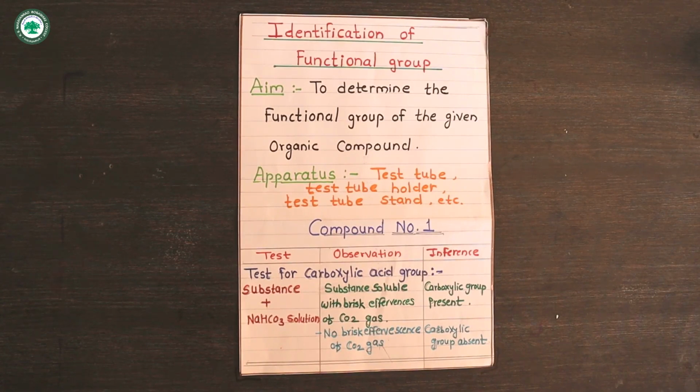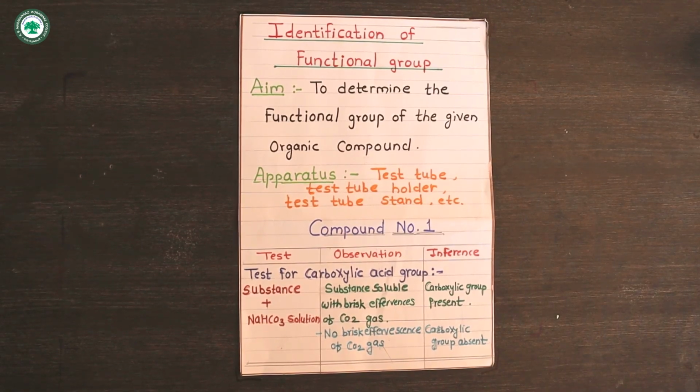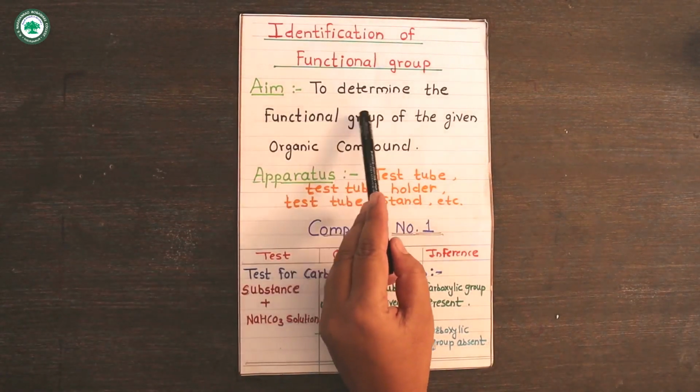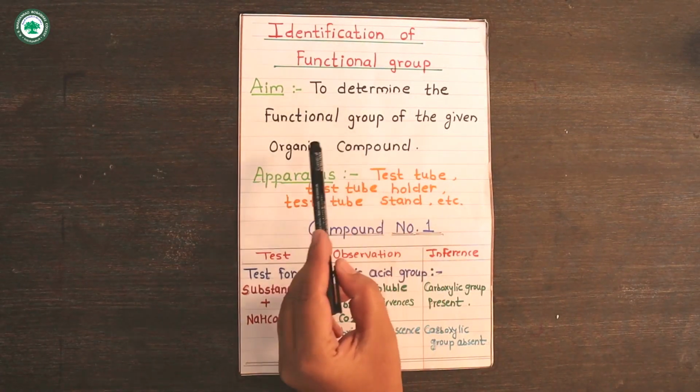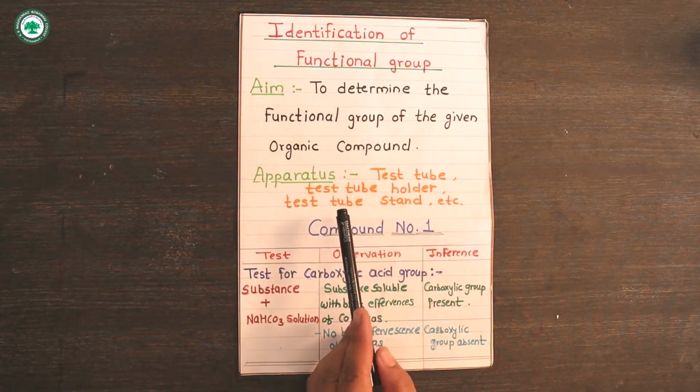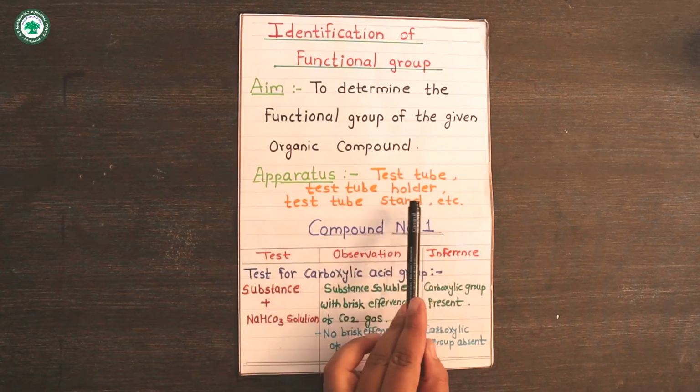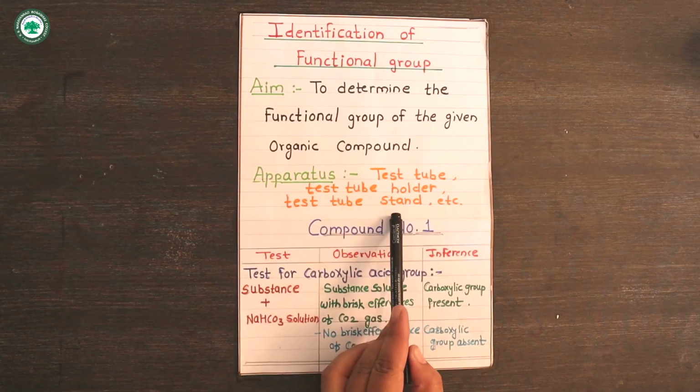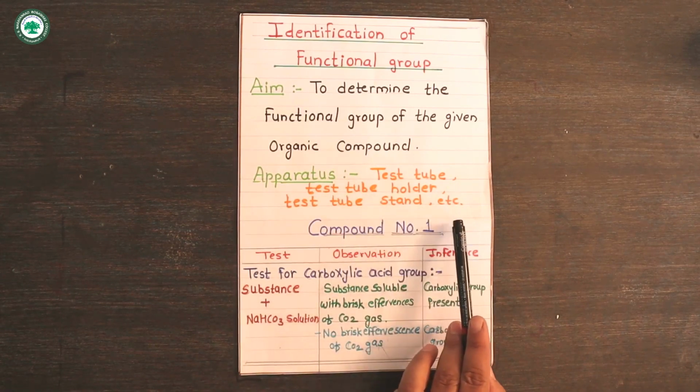This practical will be asked in the practical exam for 2 marks. It should be noted that only one compound will be given for identification of only one functional group in the practical examination. The aim of this practical is to determine the functional group of the given organic compound. Apparatus required: test tube holder, test tube stand, beaker, etc.